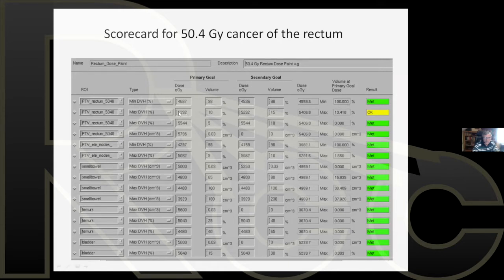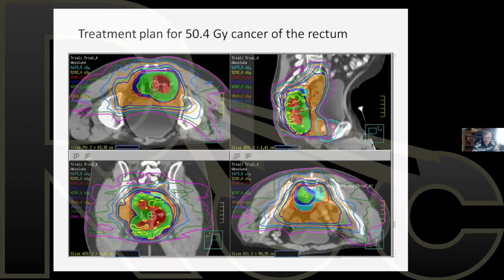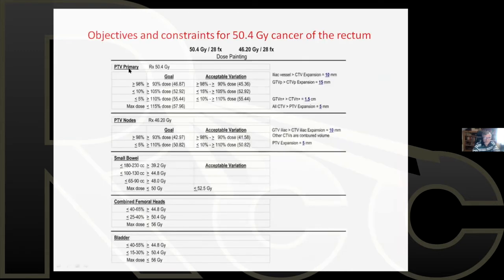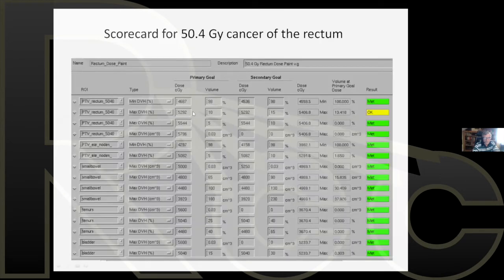Here's the maximum dose. We wanted the maximum dose here not to exceed 15%. So maximum dose, right here, see it? 0 cc's got that 15%. 0 cc's, 0% got even 55.44. So these are good statistics.